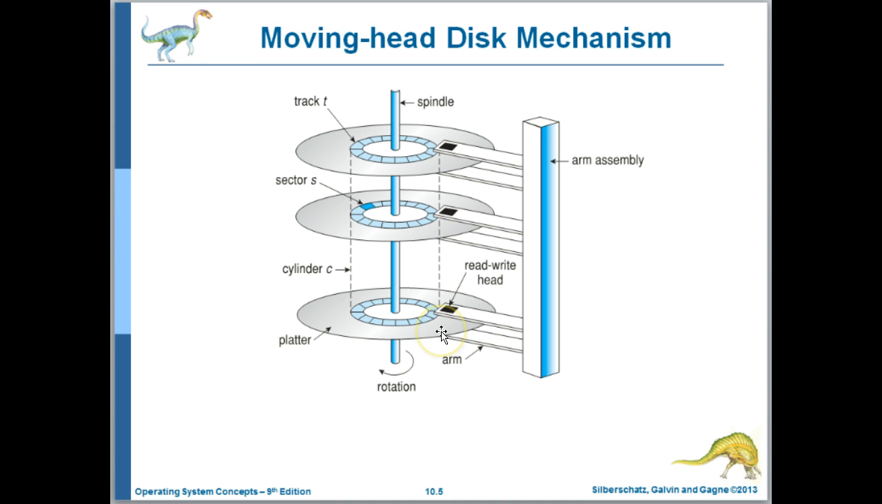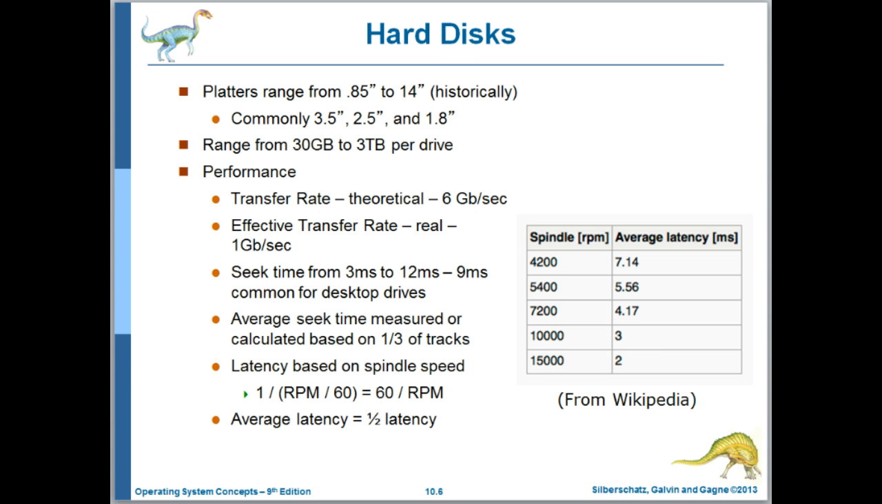That's rotational latency, and that's, as you can imagine, directly related to the spindle's RPM. And then we have to actually wait for the data to pass under the read-write head. All right, so now we have a number of hard disk specifications.